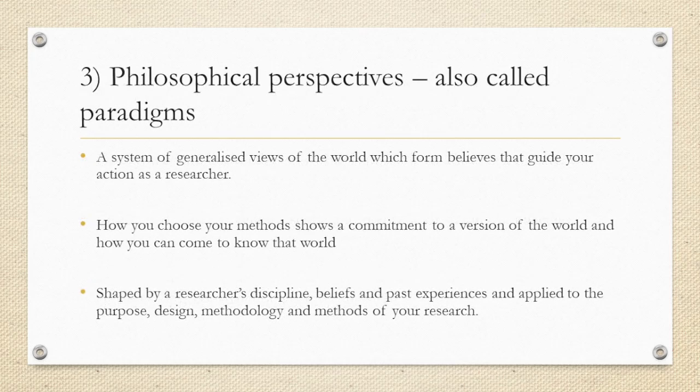Now let's look at the third fundamental element in research, which is philosophical perspectives, also called paradigms. Philosophical perspectives come from ontology and epistemology. A philosophical perspective is a system of generalized views of the world, which form beliefs that guide your action as a researcher. How you, as a researcher, choose your methods demonstrates a commitment to a version of the world and how you can come to know that world.